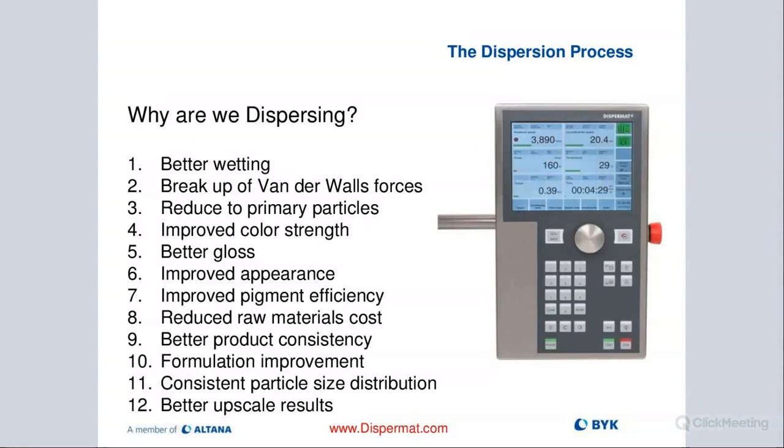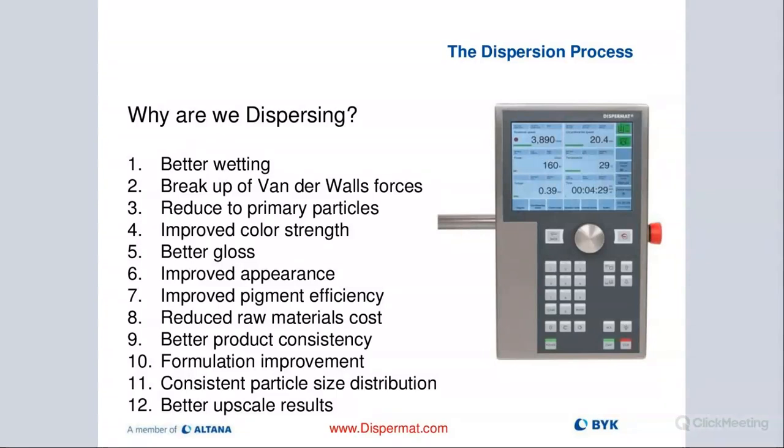So why are we dispersing? Basically, we just want to have a better product. During the process, we improve our wetting. Dispersing is all about really breaking up invisible binding forces, also called the Van der Waals forces. They hold these pigment particles together, these agglomerates, and we want to break that up and turn them into aggregates or primary particle size, which will then give us better color strength, better gloss. We'll have an overall cleaner looking product.